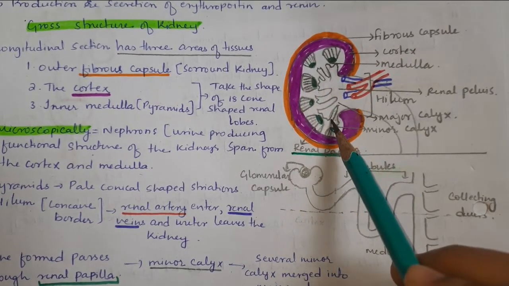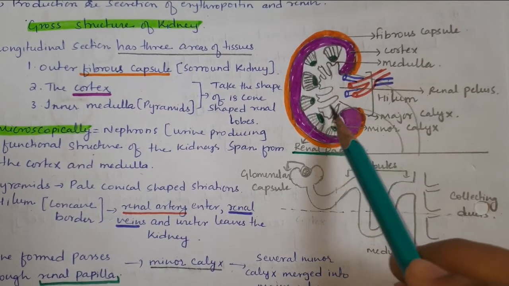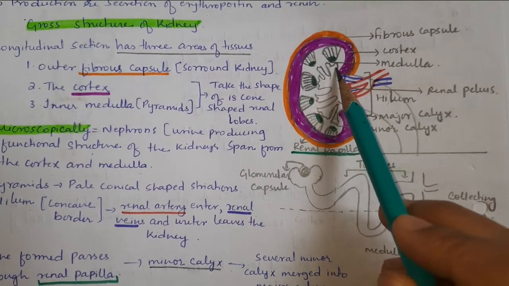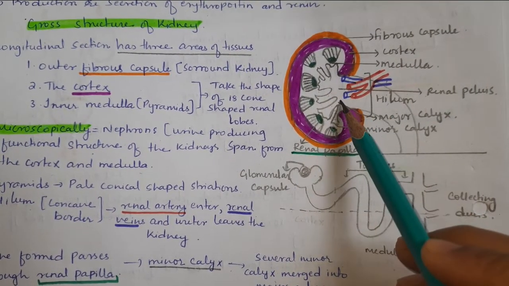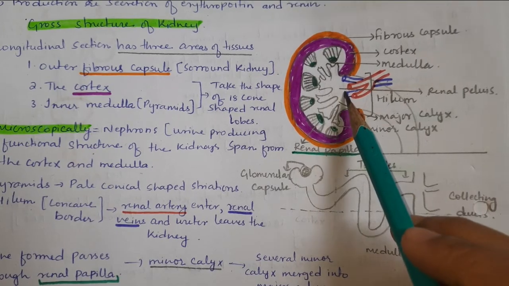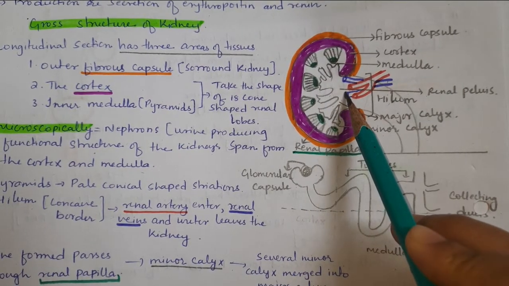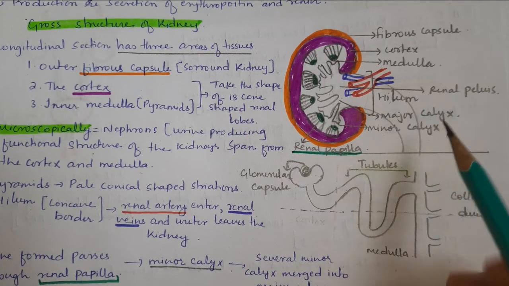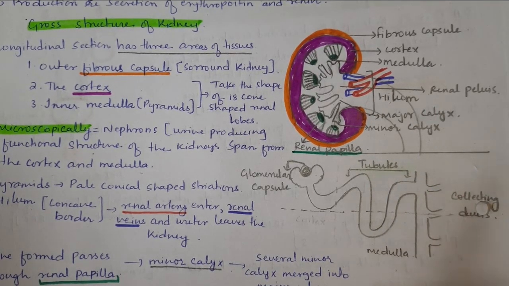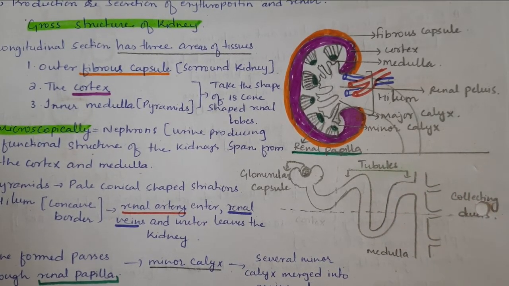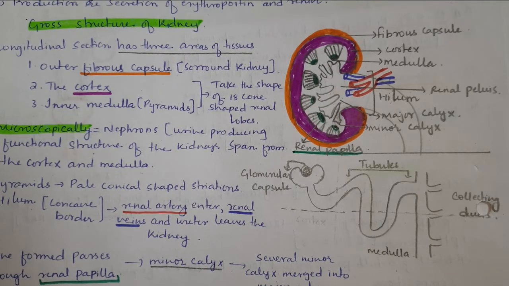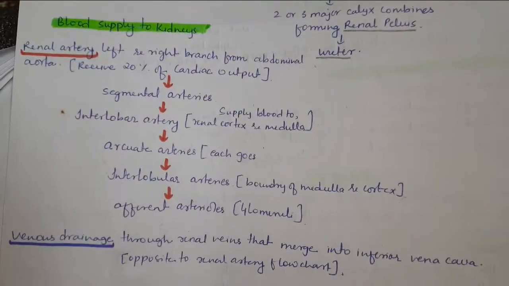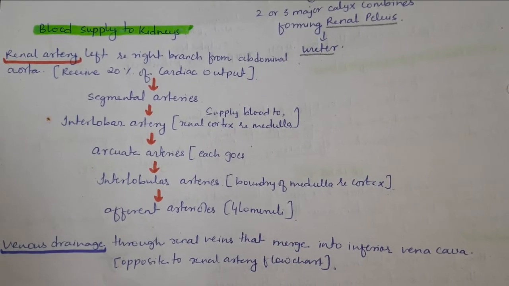From that minor calyx it will move on to the major calyx. This portion is known as the major calyx, and from the major calyx it will form one renal pelvis, and from the renal pelvis it will move on to the ureter, and from the ureter it will go to the urinary bladder, and from the urinary bladder it will be voided out, or excreted from our body.